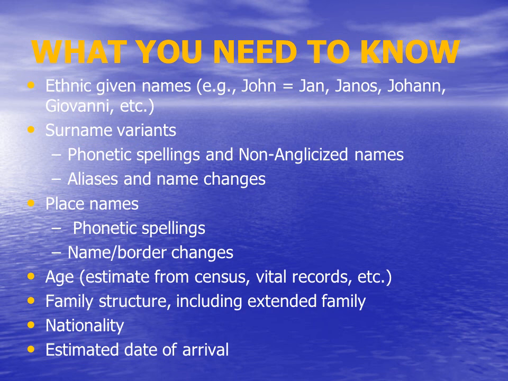Not only is the person's name a problem, place names are problems too. Sometimes place names were spelled phonetically. Names and borders changed almost overnight in some cases. You'll want to make sure that you know about how old your ancestor was when he or she came to this country. Know something about the family structure if you can. Obviously, you'll need to know a nationality, and an estimated date of arrival is very important.